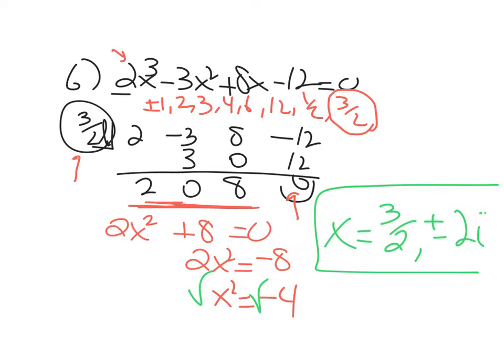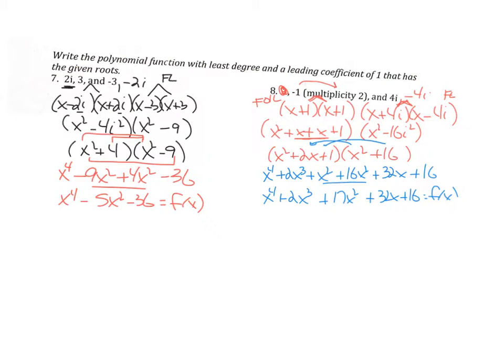Took what's left right here, wrote it in an equation, moved the 8 over, divided by 2, took the square root, got 2i again. I'm going to tell you, if you're watching this video, this exact problem, number 6, is on your test. So make sure you can do that. It's either 5 or 6 on your test. I'm not sure which one.